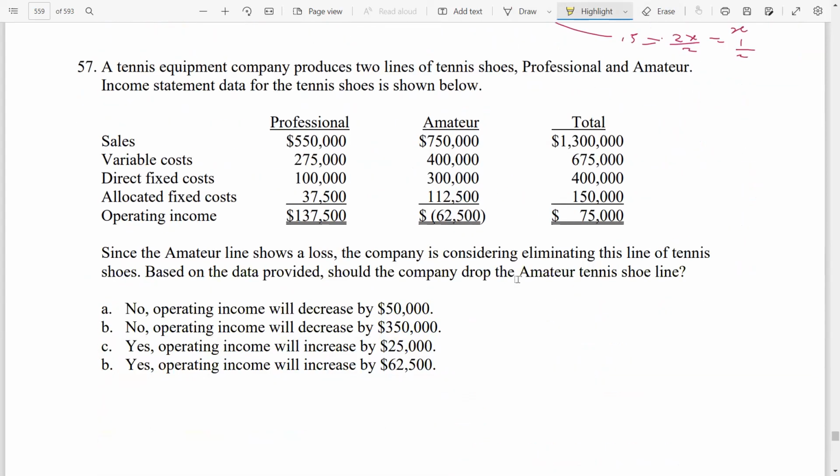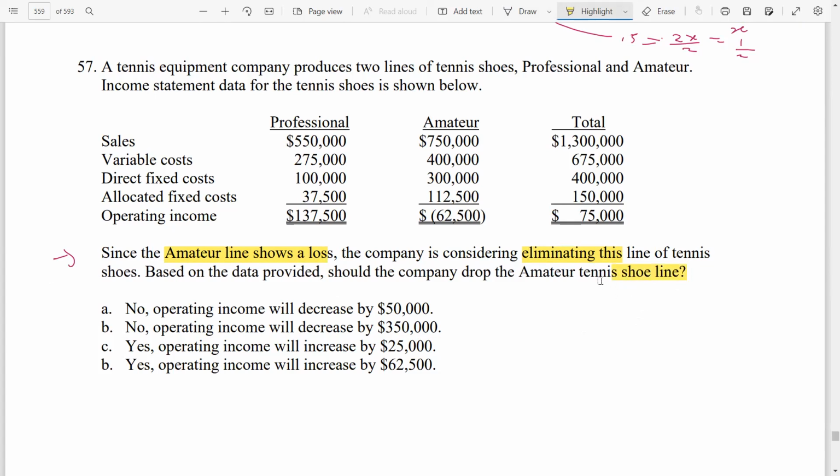Let's move on to question number 57. This also has a lot of information and data. I'm not going to read everything, and you should not do that either, because it will help you. Go straight to the question, what is required, usually at the bottom of the paragraph. Since the amateur line shows a loss, the company is possibly eliminating this line of tennis shoes. Based on the data provided, should the company drop the amateur tennis shoe? Should we drop it or continue?